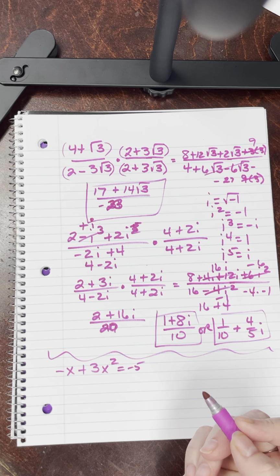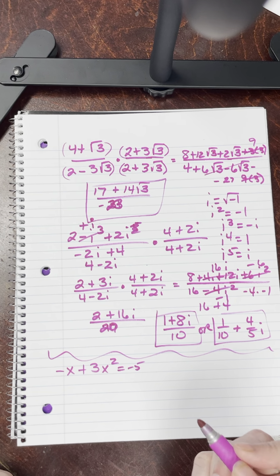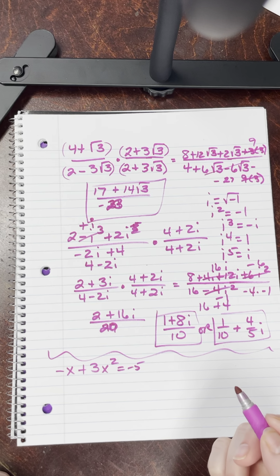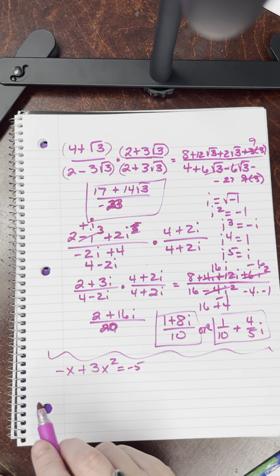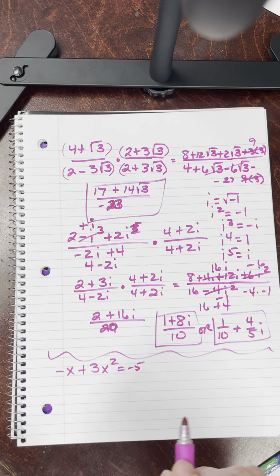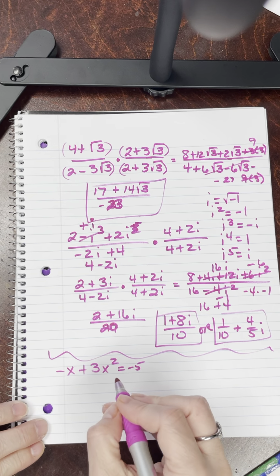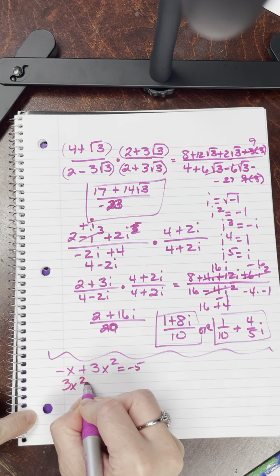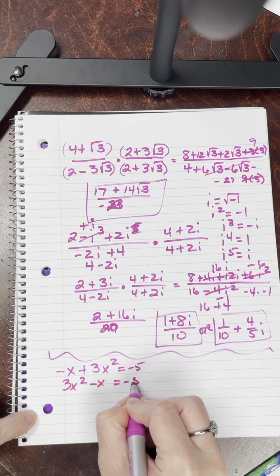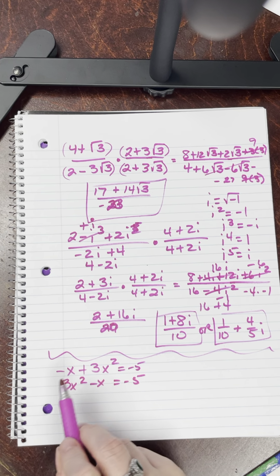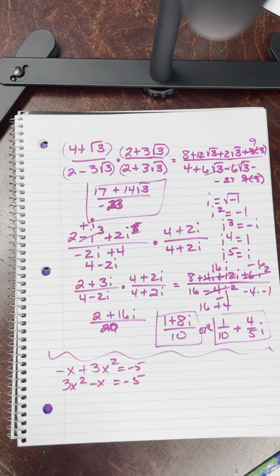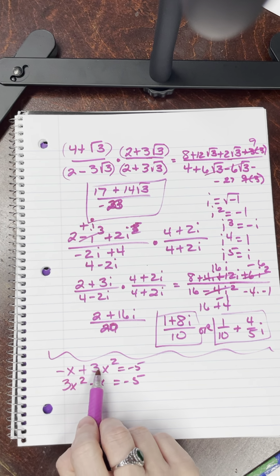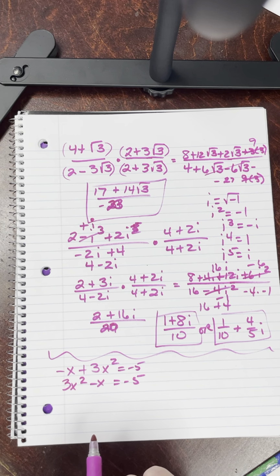In order to do that, I need to have the problem in descending order with the x's on one side and the number on the other, the non-x term on the number. So this is not in the correct format. So we need to change this to be 3x squared minus x equals -5. I'm not moving sides, so I'm not changing the signs. I'm merely flipping the order, keeping this one positive and this one negative.